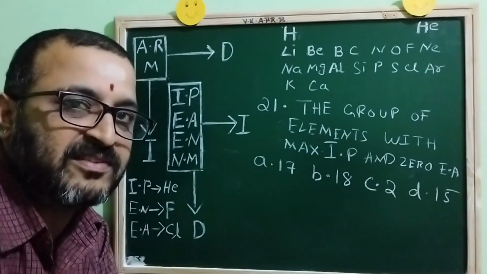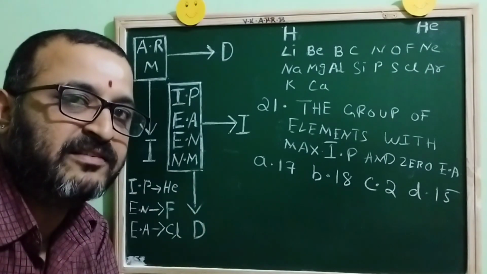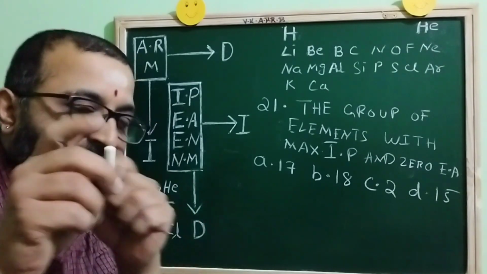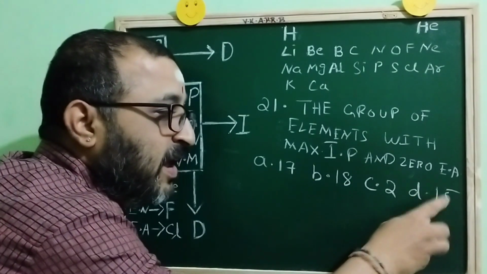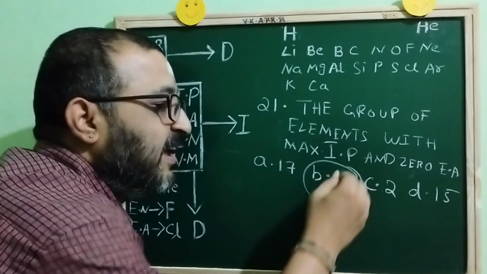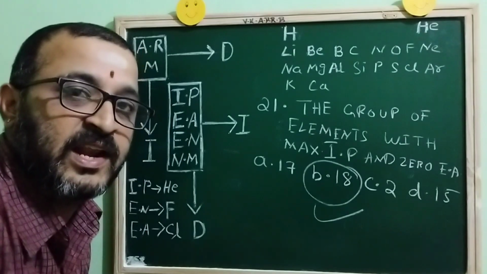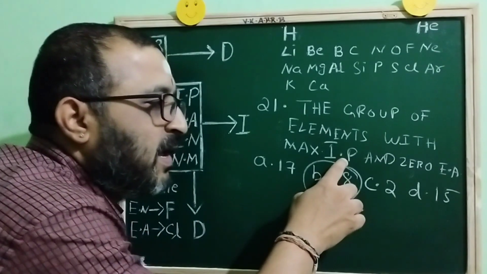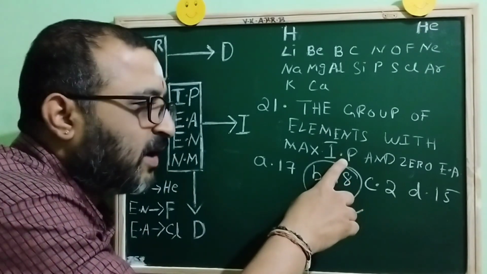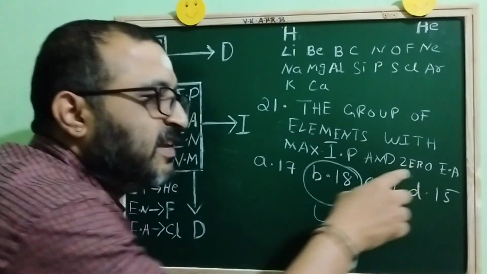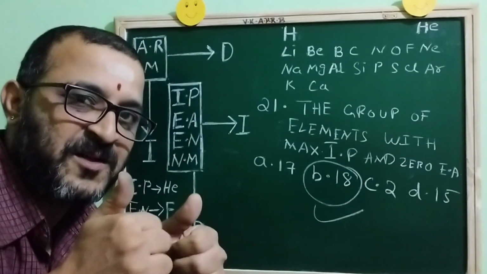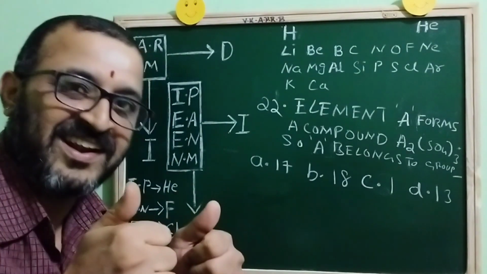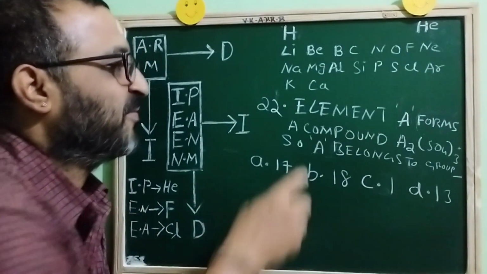Children, which group is this? The one with maximum IP and 0 electron affinity. The answer is 17, no. 2, no. 15, no. The correct answer is group 18 with maximum IP, that is more energy to remove the electron, and 0 electron affinity. Is it clear, children? Okay, children, let us move to the next question.